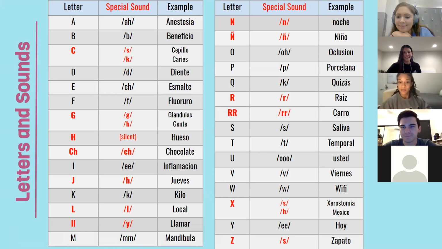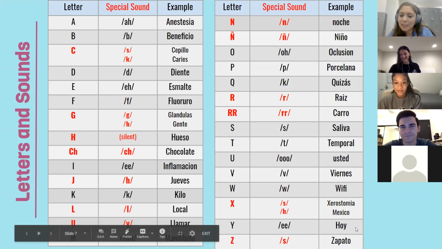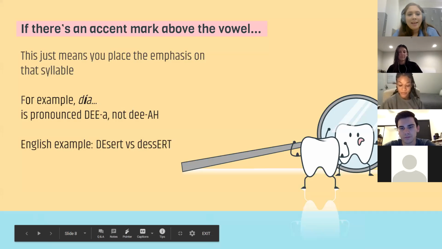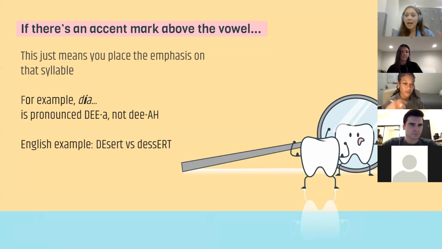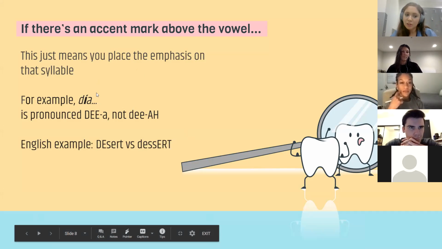E, Y. Yeah. And so here today is hoy. Hoy. And last but not least, the Z sounds like an S. So here we have shoe, zapato. Zapato. Yeah, perfect.